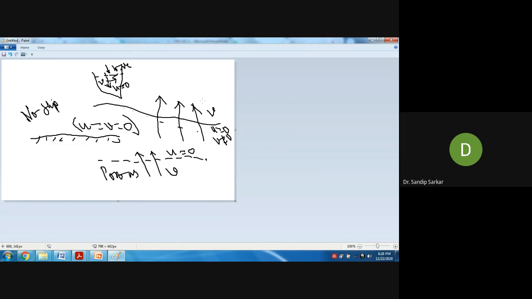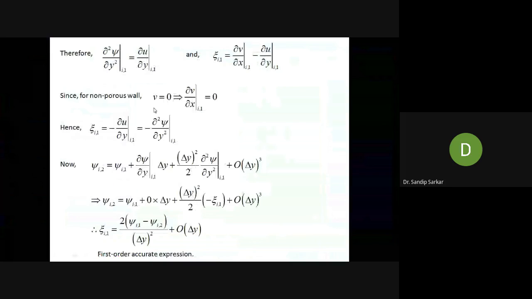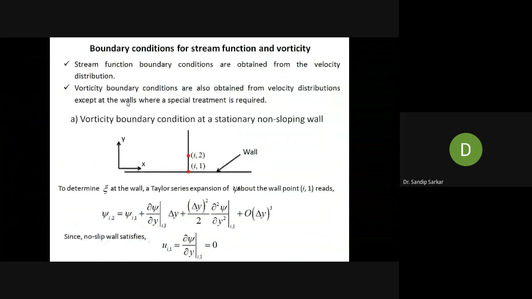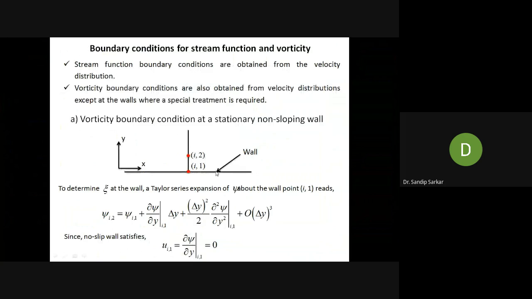Then why in the last slide for a non-porous wall we have put only the V component as 0? Non-porous means basically it is a solid wall. Then the component of U should also be 0. U is 0, definitely. But del U del X is 0, while del U del Y is not 0. This gradient is 0, but along the vertical the gradient is not 0.